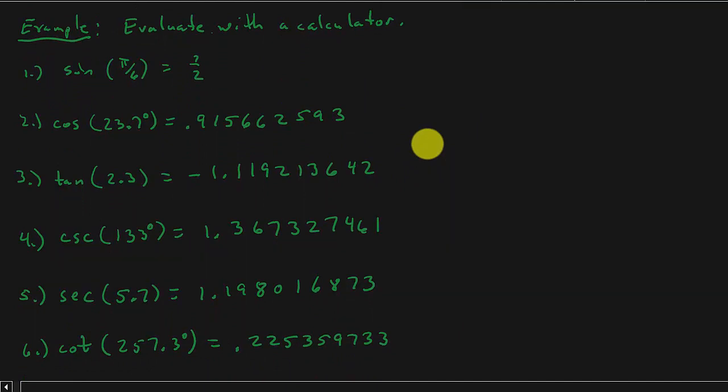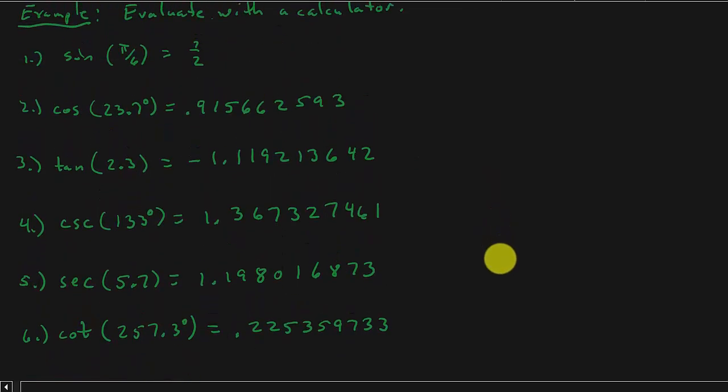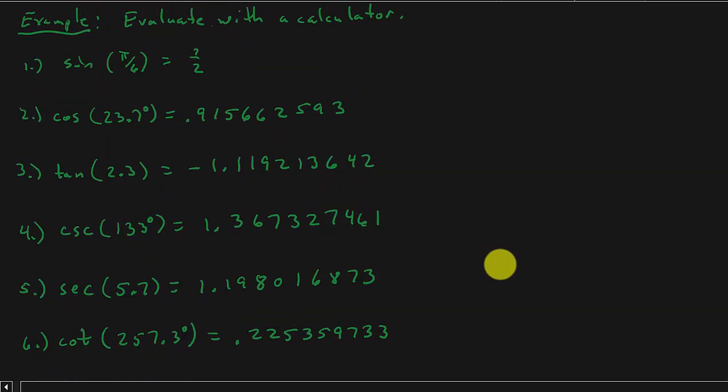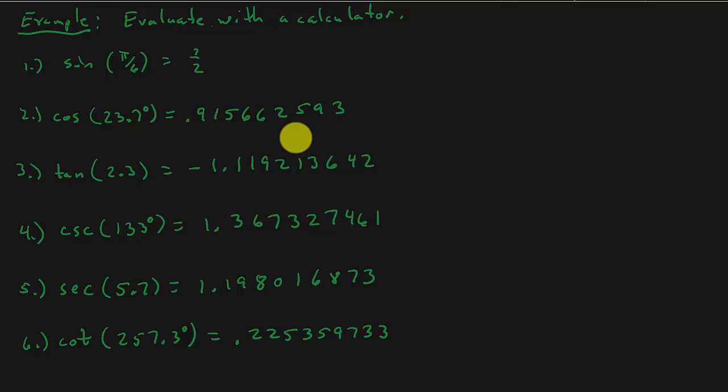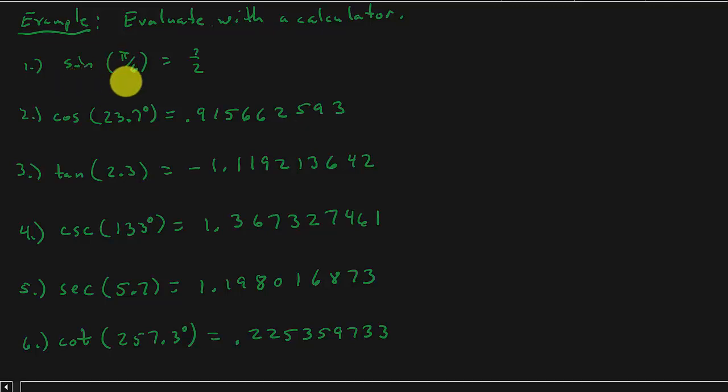All right. Now, what about evaluating with a calculator? Here's an example. I've already written the answers down. What I would like for you to do here is just pause the video and evaluate all of this with your calculator. Okay? All right. So look at this. Sine of pi over 6 is 1/2. Remember, pi over 6, that's 30 degrees in radians. Remember, 30 degrees is pi over 6 radians. 60 degrees is pi over 3.